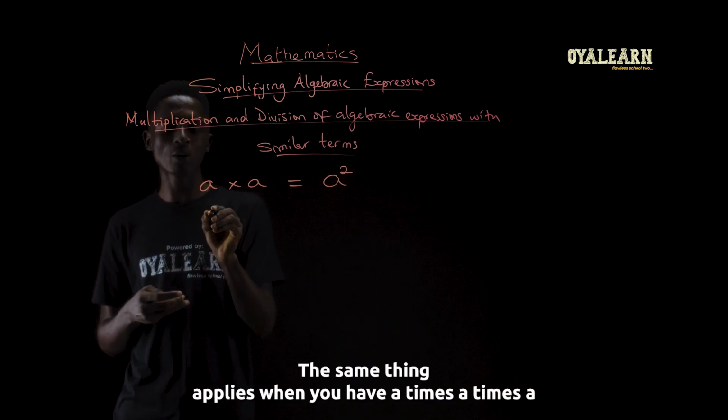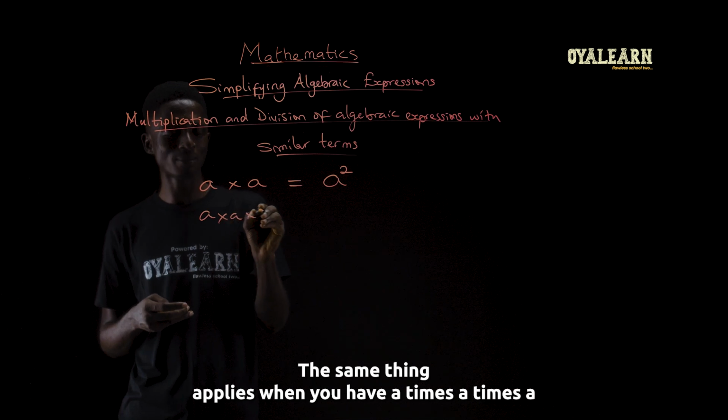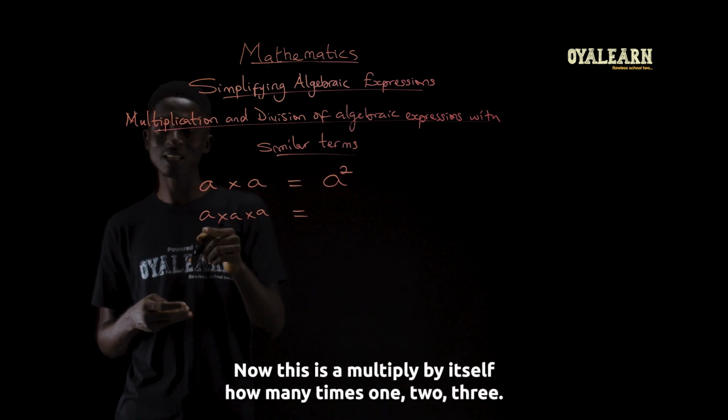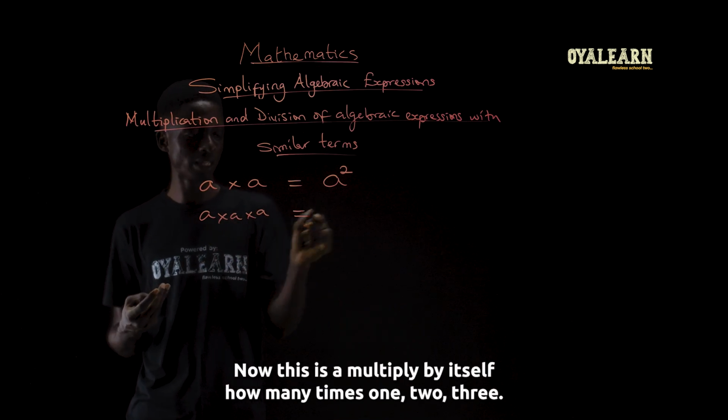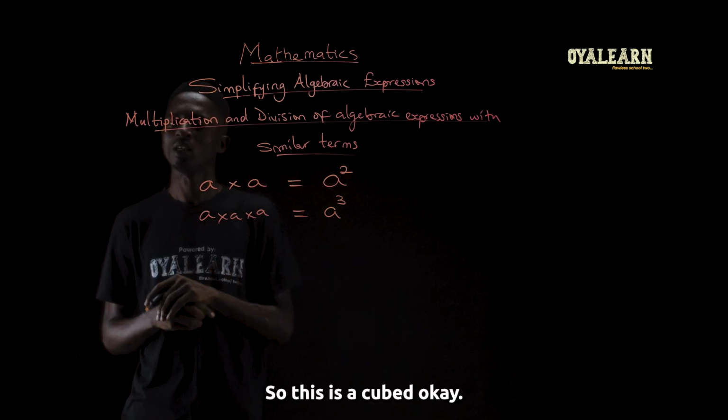The same thing applies to when you have a times a times a. Now this is a multiplied by itself, how many times? 1, 2, 3, so this is a cubed. Okay?